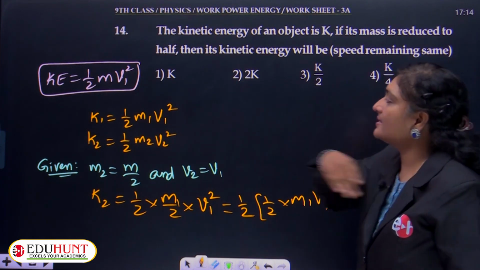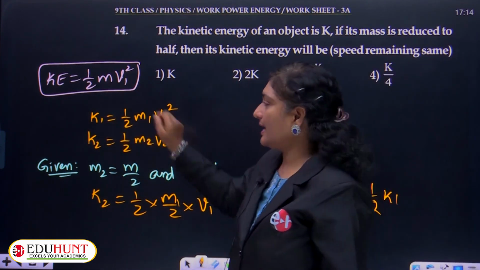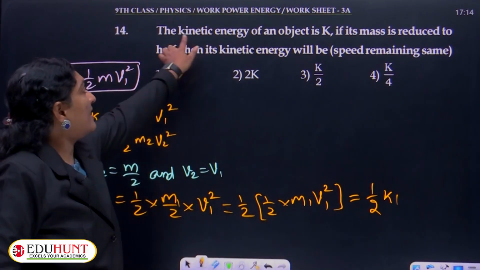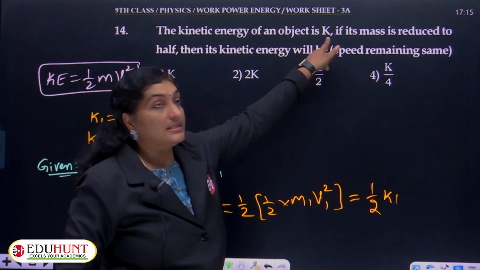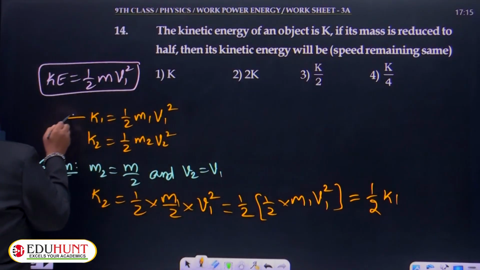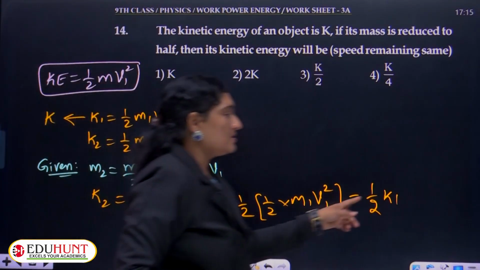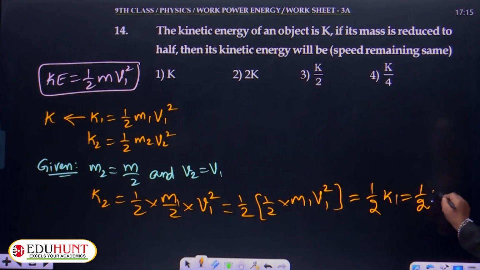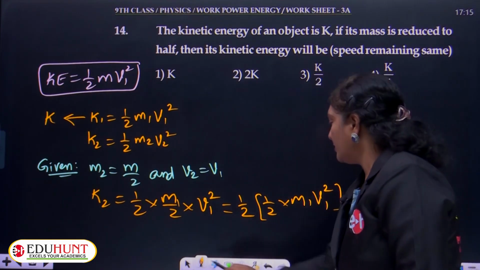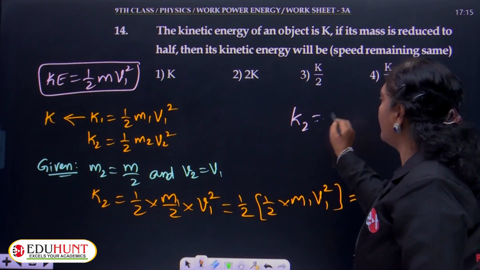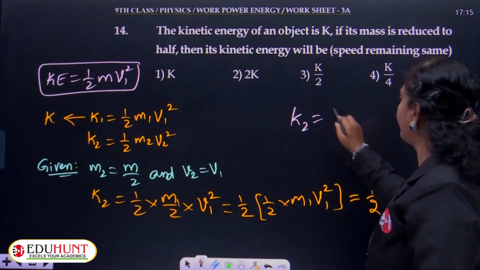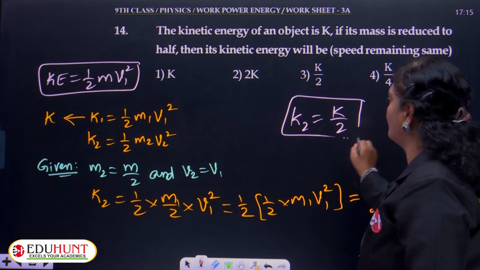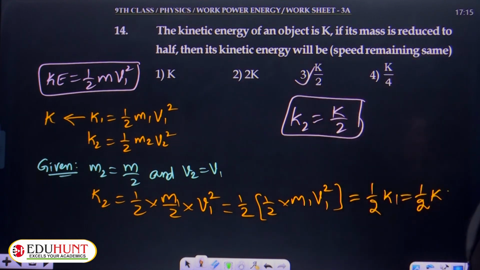We considered this K1 as the first kinetic energy, but they gave the first kinetic energy of the object as K. So instead of K1, I have to replace it with K. Hence, the value is half K. Clearly, we proved that the new kinetic energy equals half of K, that means K by 2. Hence, the third option is true. So the new kinetic energy is half of the old kinetic energy.